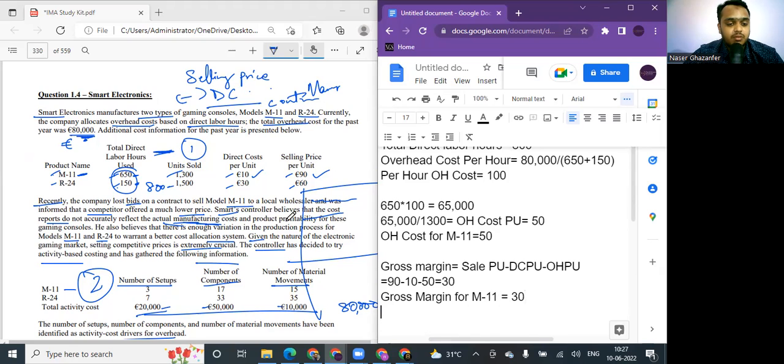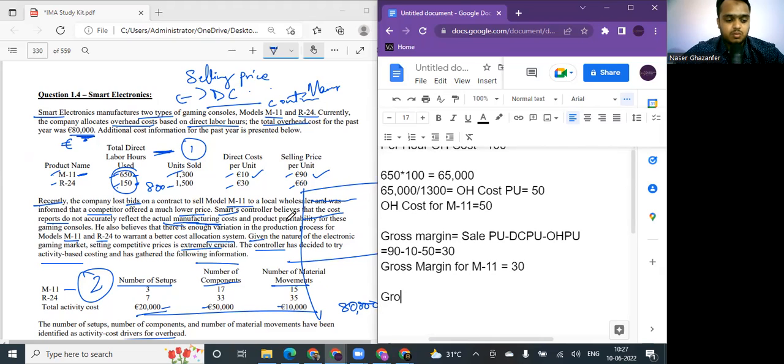Now I have to find out the gross margin for R24. So gross margin for R24.